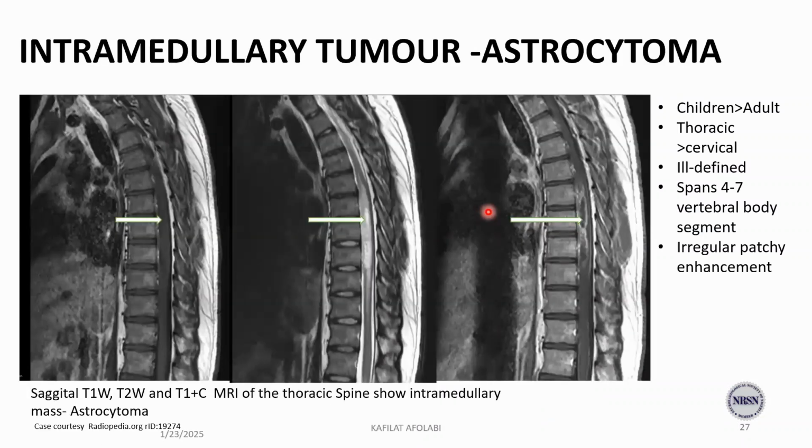Okay, so usually an astrocytoma spans multiple levels, usually 4 to 7 vertebral body levels. It's usually an ill-defined lesion within the cord. Of course, all lesions within the cord expand the cord, and we can see this in the upper thoracic cord. The arrow is pointing at a T1 iso-intense lesion expanding the cord, which appears hyper-intense.